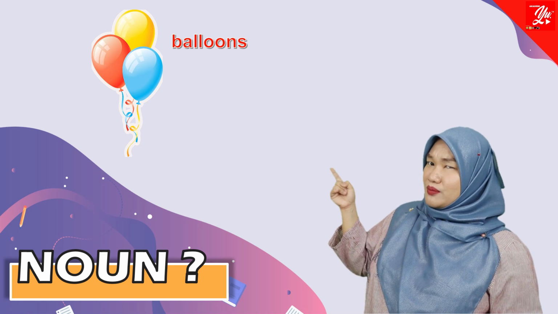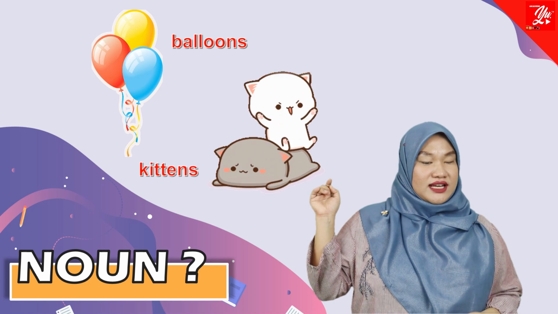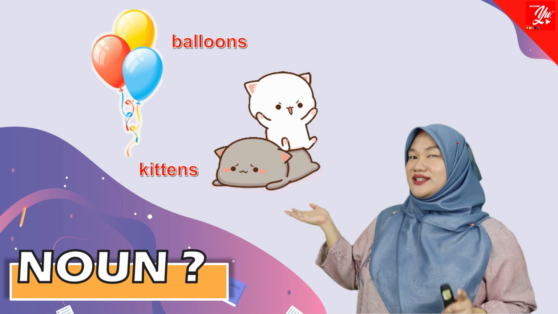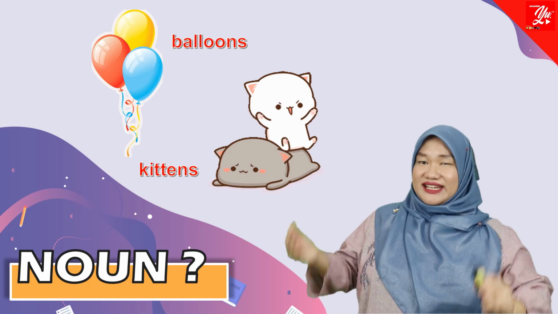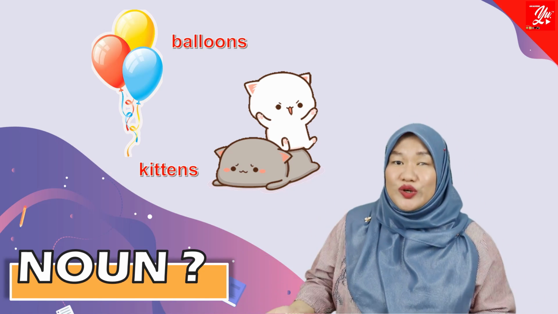So that balloons are plural noun. And kittens, there are 2 kittens in the picture. So when the thing is more than one, then it is considered as a plural noun.